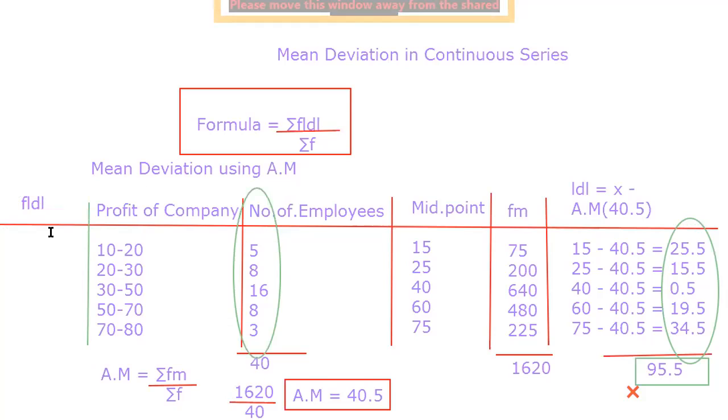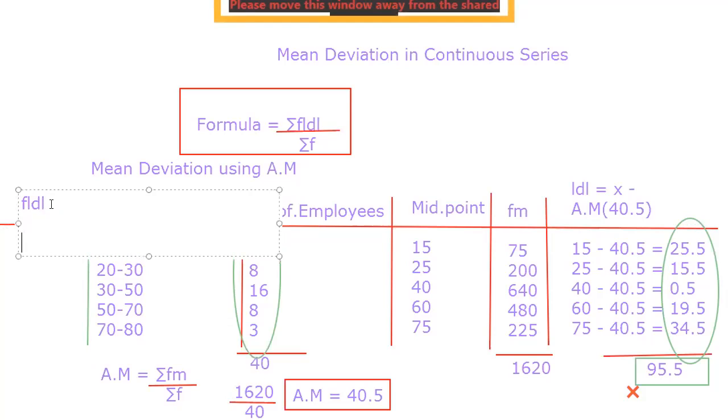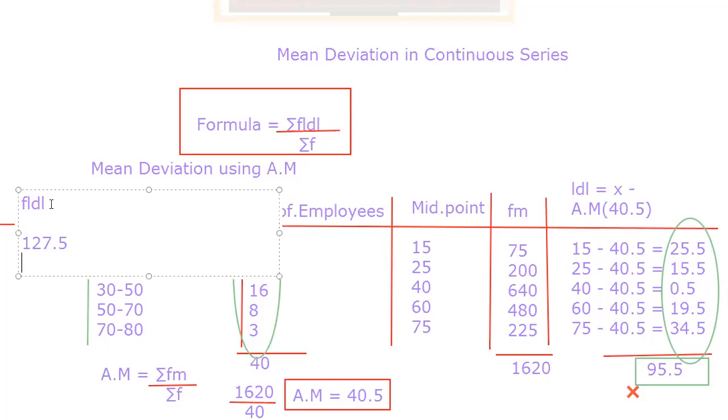So what is our f? That is 5. 5 into 25.5. We need to multiply. What is the answer? 127.5. Okay, next, 25 into 15.5.